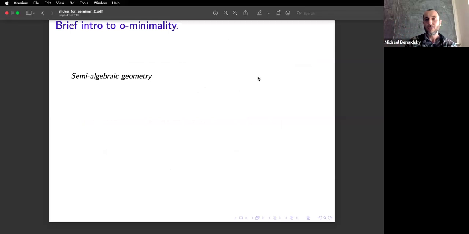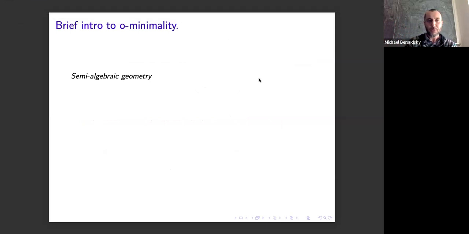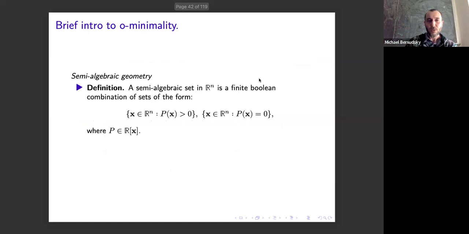Okay, so in order to present O-minimality, I would like to start with the motivation of O-minimality in a sense. It's semi-algebraic geometry. So what is semi-algebraic geometry? First, we need to define a semi-algebraic set.